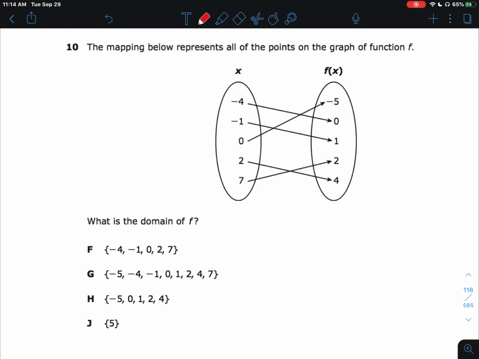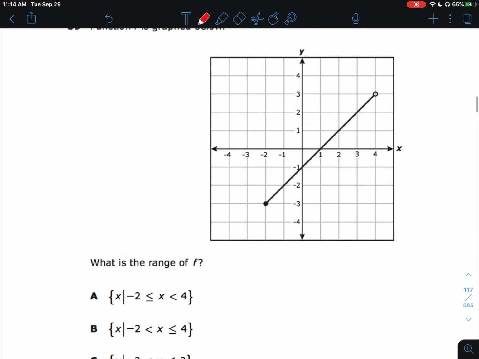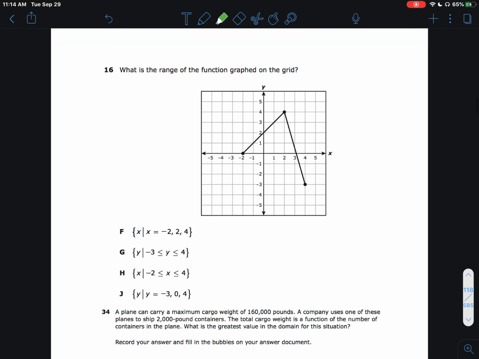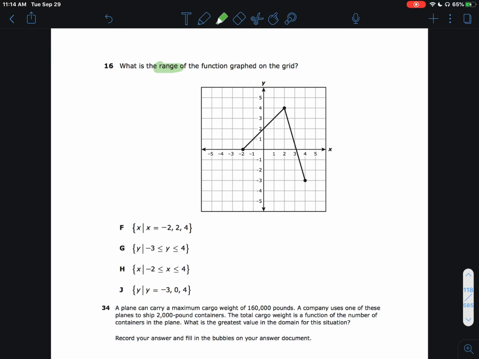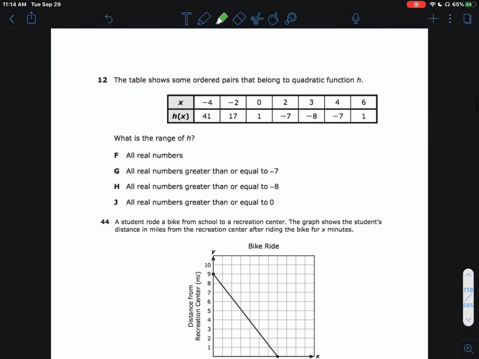So here on this one, this is a map, obviously, and they're asking for my domain. So they just want my x's. Here they're asking me what's my range, remembering that my range is my y. Again, they're looking for range. Okay, we're going to skip that one. And so here they're asking for domain. So you guys know how to do that.